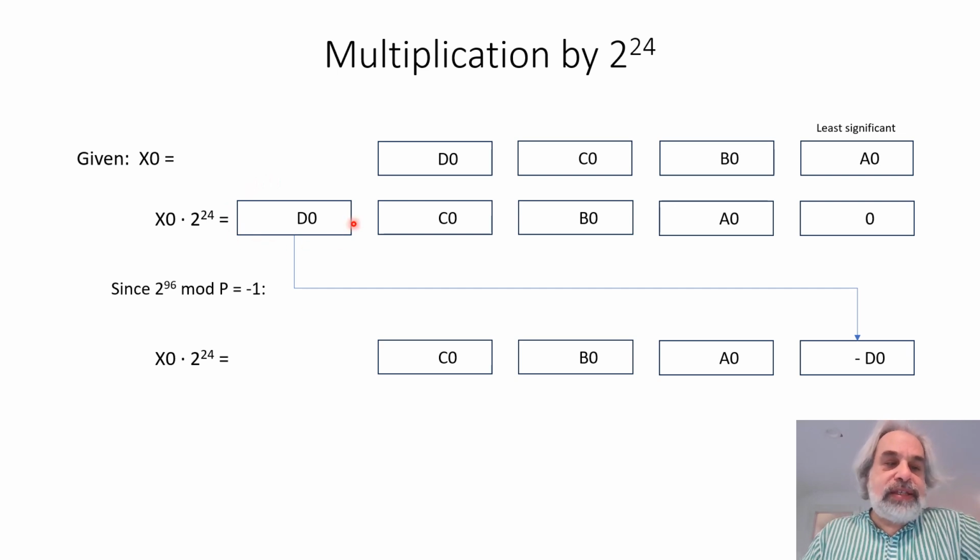Now what this does is that this creates a fifth limb, essentially, and remember it's supposed to be a 4-limb representation. So what do we do with this fifth limb? Well, it turns out that you can really think of this value right here as 2 to the 96 times d0, right? And we know that 2 to the 96 mod p is just -1. So just like with that 192-bit representation we saw a couple of slides ago, we can wrap that value around from 2 to the 96 back down to the 0. The only difference here, though, is because this is 96 bits long and not 192 bits long, we have to negate this value that we bring down. So x0 times 2 to the 24 is simply this. It's minus d0, a0, b0, c0.